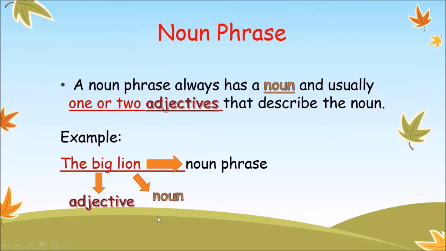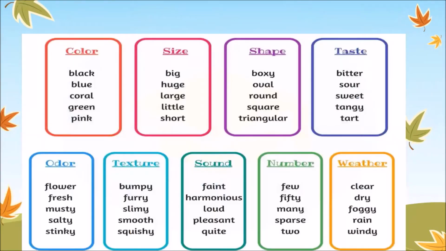Okay, do you remember adjectives? What are adjectives? Remember them, please. And here I have adjectives for you. This is just to remind you of the main adjectives. So the adjectives may be colors like black, blue, coral, green, pink. Sizes like big, huge, large, little, short. Shapes boxy, oval, round, square, triangular. Taste of food, bitter, sour, sweet, tangy, tart, okay?